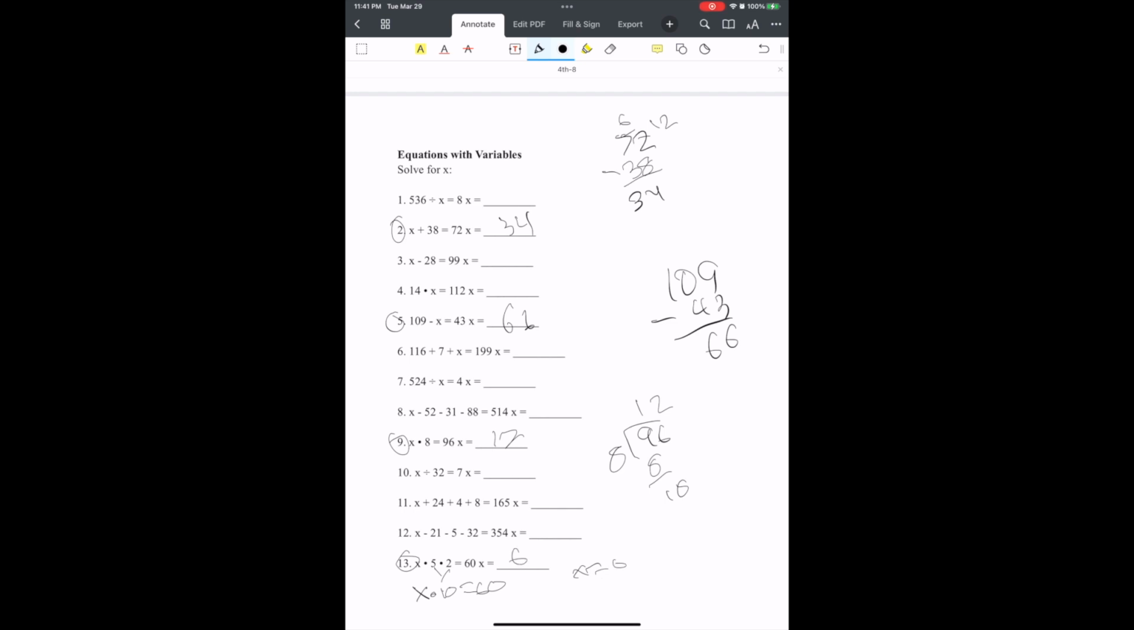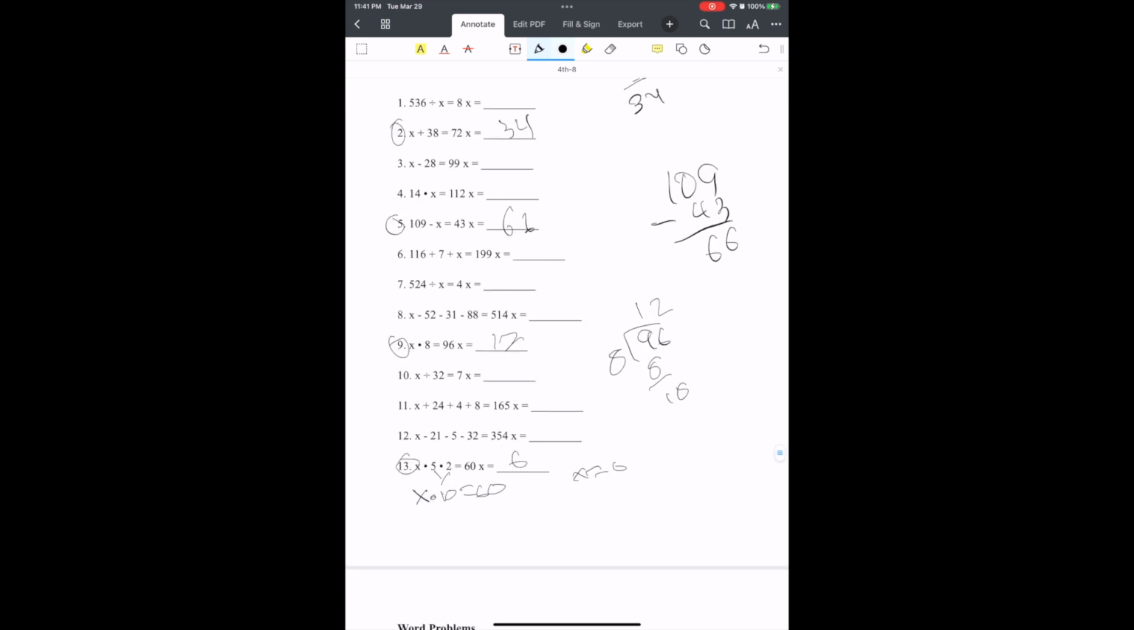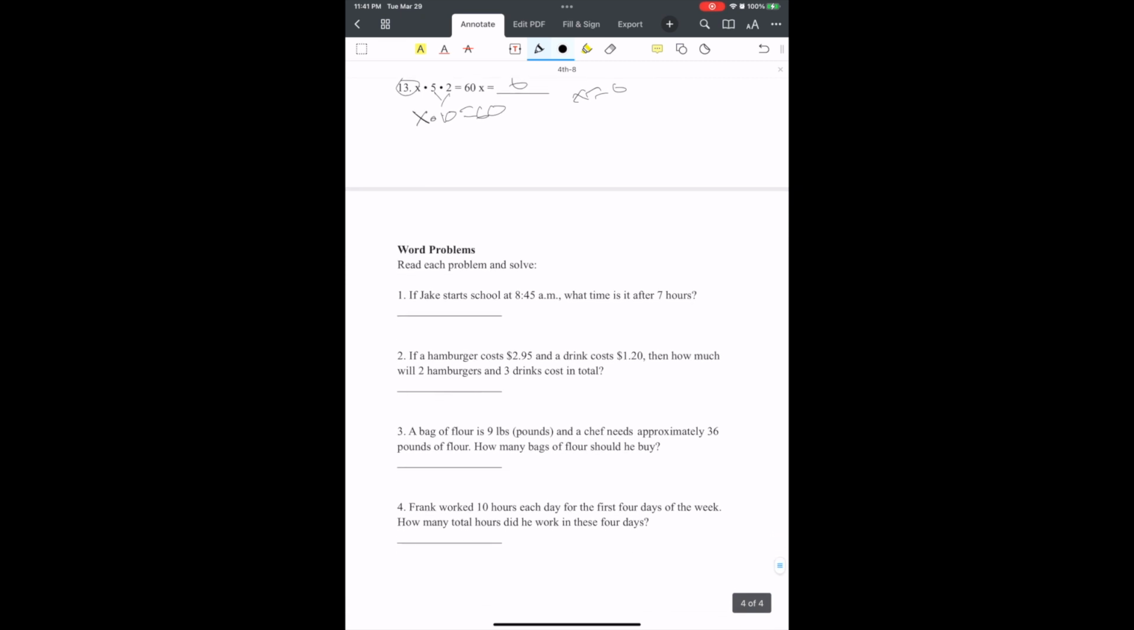Alright, well, let's move on to word problems. Alright, we'll do number 1. If Jake starts school at 8:45 a.m., what time is it after 7 hours? So basically, boys and girls, you're going to want to remember how a clock works. Because if we just do addition, 7 plus 8, then it's going to be 15.